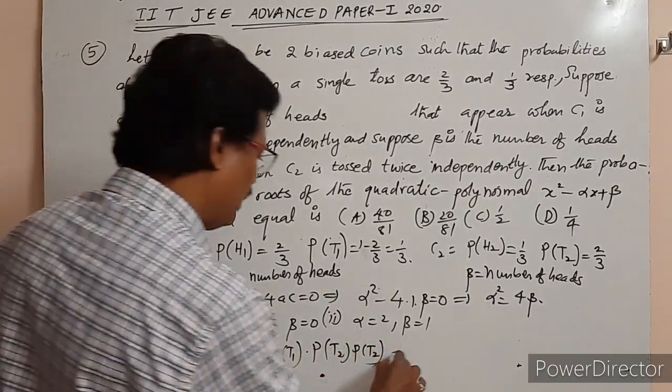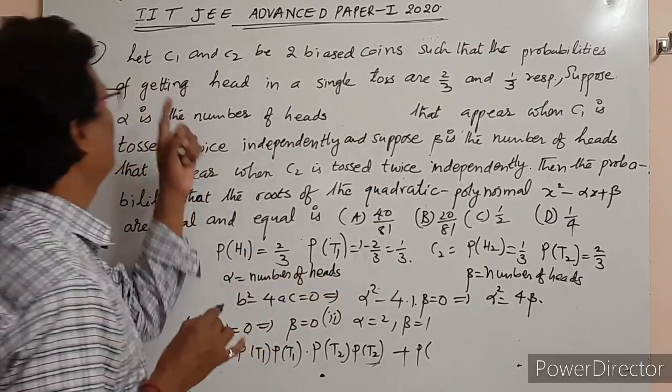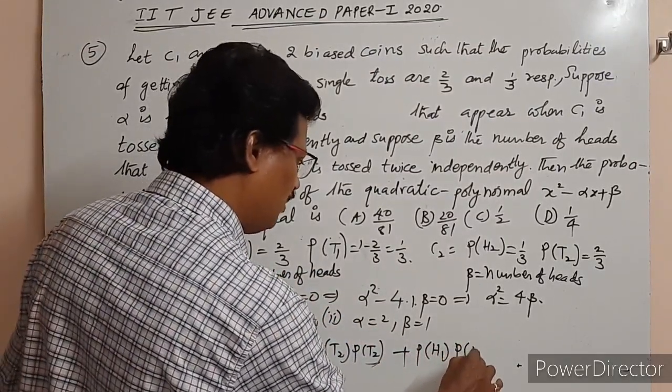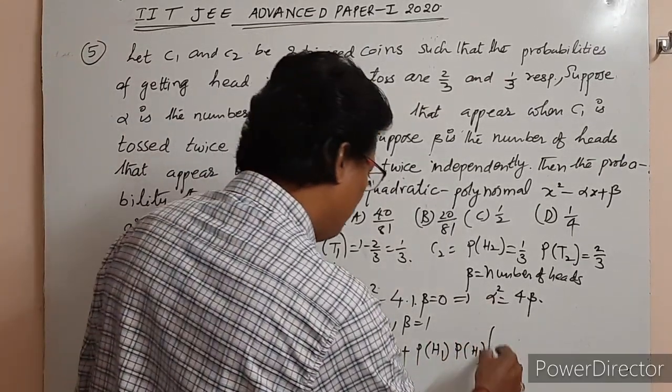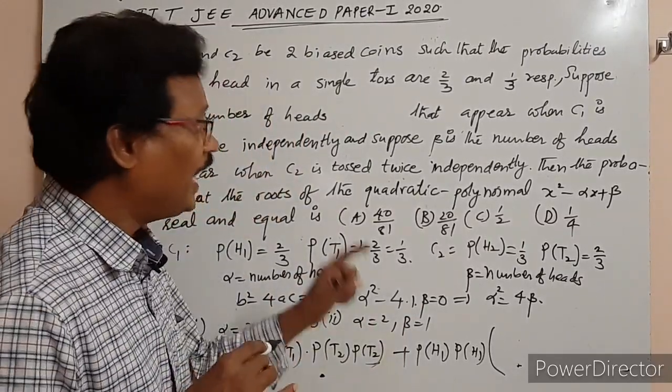Right, and the next one, case 2, is what? Alpha 2, 2 heads we want. First one is a head and second one also a head, into what is beta? Beta is equal to 1. 1 head we want.